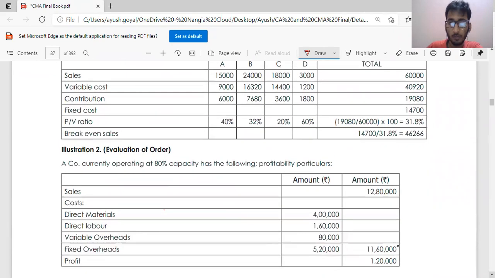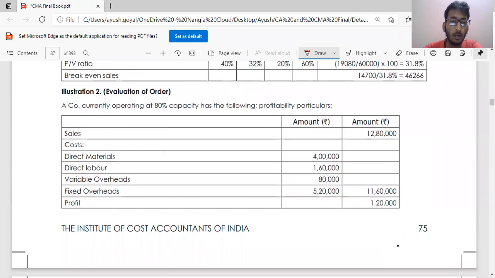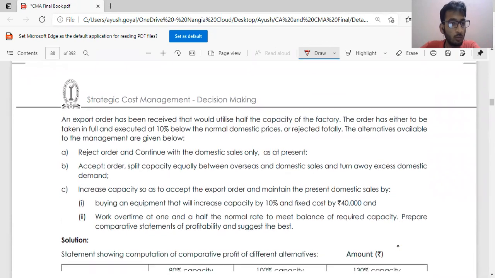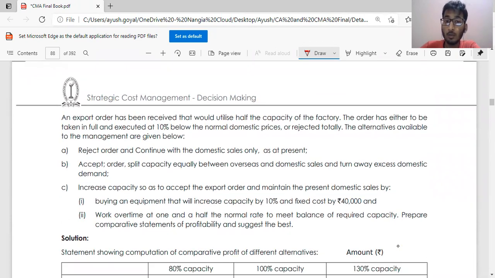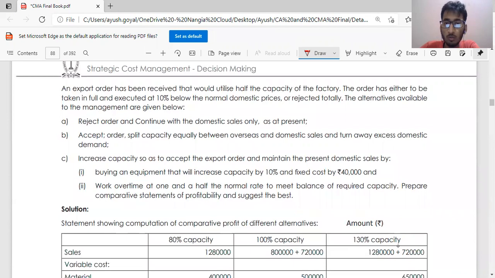Question number two. Evaluation of order. A company currently operating at 80% capacity has the following profitability particulars. So sales, direct material, labor, variable overheads, fixed overhead, and profit are given to us. An export order has been received that would utilize half of the capacity of the factory. The order has either to be taken in full or 10%.